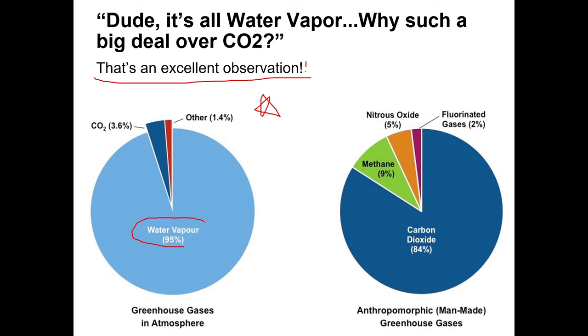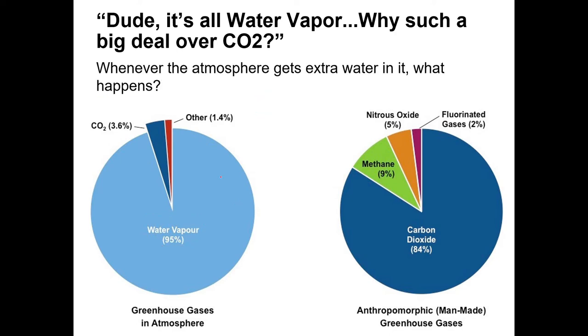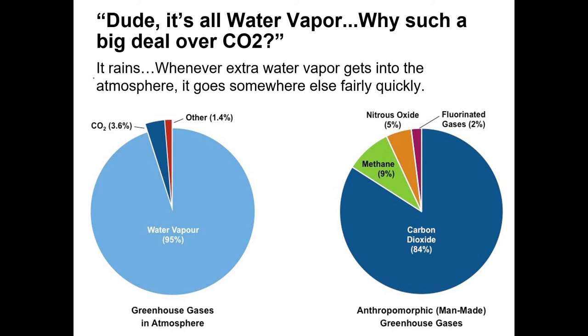Here's the deal about the water vapor, though. If we put more water vapor into the atmosphere, what happens? The atmosphere can only hold so much water vapor. It's basically at a constant. Because if you put too much water vapor into the atmosphere, what happens? That's right. It rains. It just falls right back out. And this happens fairly quickly, right? You can evaporate water from the ocean, and it floats onto land, and then it precipitates out as rain. It happens within a few hours sometimes. So it goes somewhere else rather quickly.